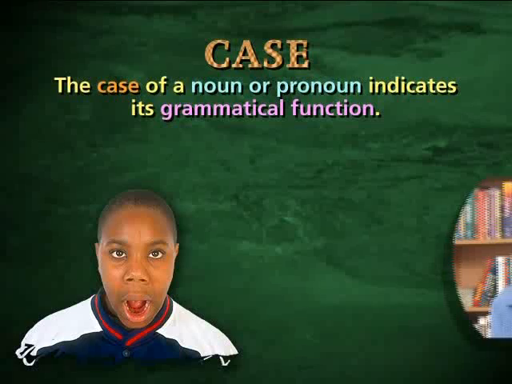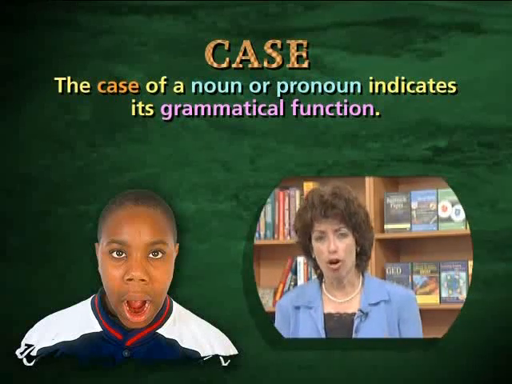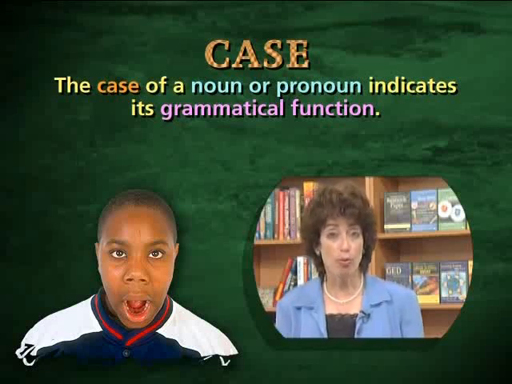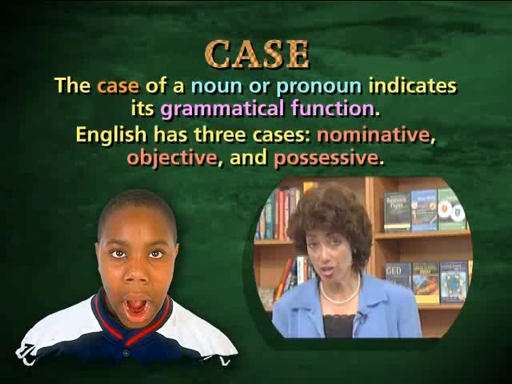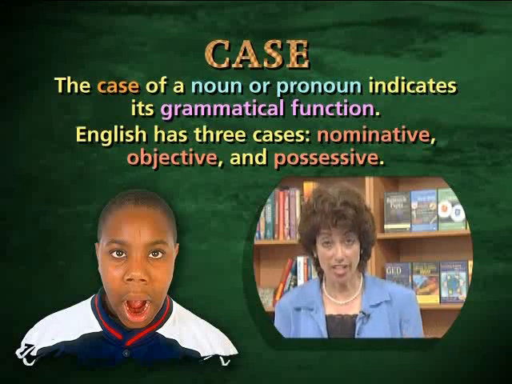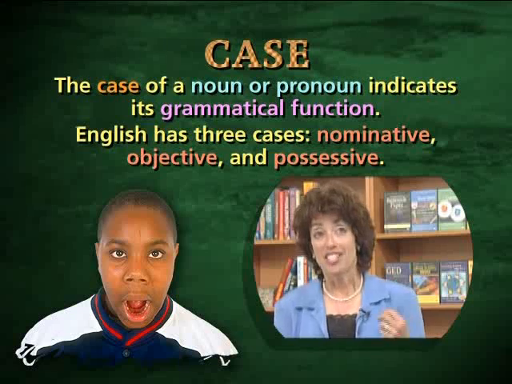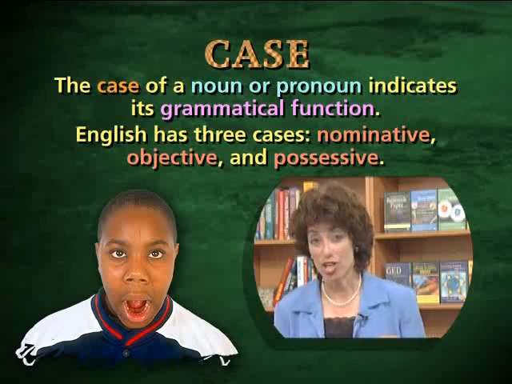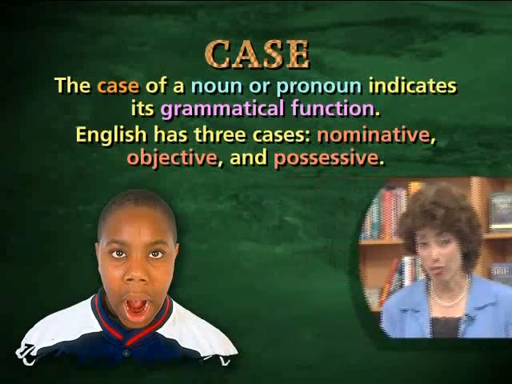Moving on, case. Case is the form of a noun or a pronoun that shows how it is used in a sentence. English has 3 cases. They're the nominative, the objective, and the possessive. It sounds like a lot, but actually we're not in bad shape because German, for example, has 6 cases, so we only have the 3.